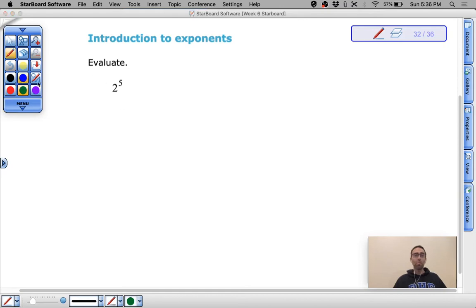To the 5th power, we're going to be writing this out the long way, which is going to be 2, 5 times. So I can write another 2, and then I can write another 2, and I can write another 2, and then I can write another 2. And then I can put my multiplication symbol between each of these.